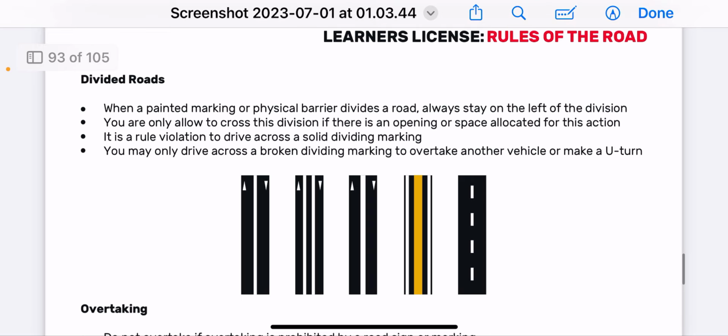Now we're getting to this part, the rules with regards to driving on divided roads. When a painted marking or physical barrier divides a road, always stay on the left of the division. You are only allowed to cross this division if there is an opening or space allocated for this action. It is a rule violation to drive across a solid dividing marking. You may only drive across a broken dividing marking to overtake another vehicle.